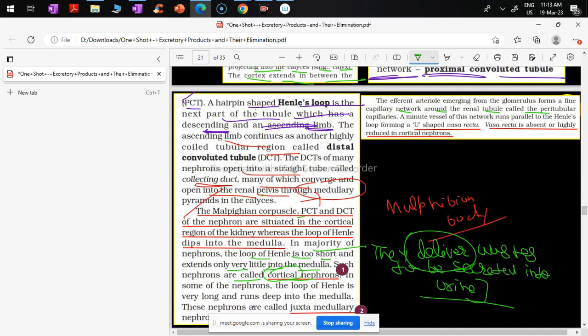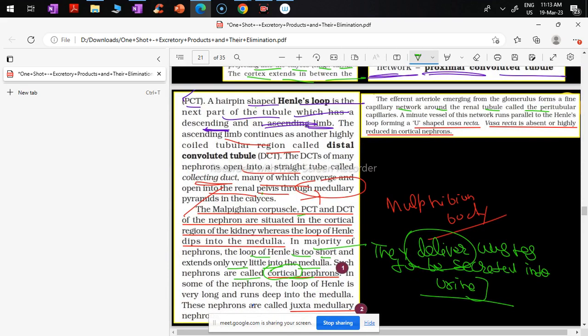So this is also mentioned in the NCERT in this point. The efferent arteriole emerging from the glomerulus forms a capillary network. This you have also seen in the diagram. It is going to form a fine capillary network around the renal tubule, which is called the peritubular capillary. A minute vessel of this network runs parallel to the Henle's loop, forming a U-shaped vasa recta.